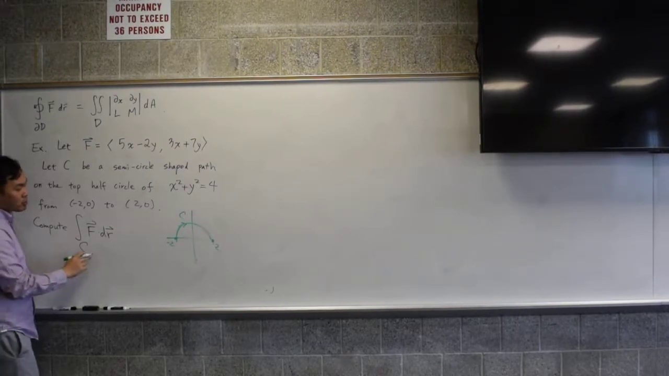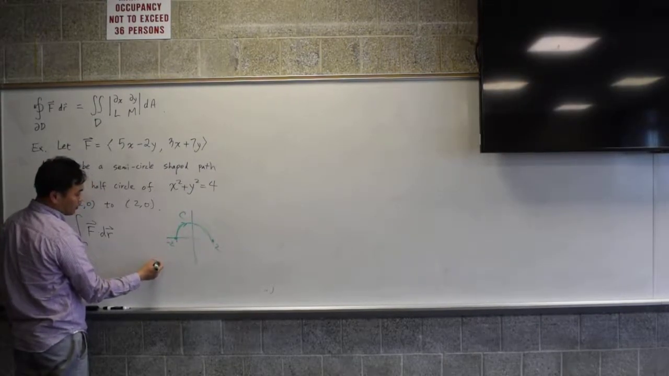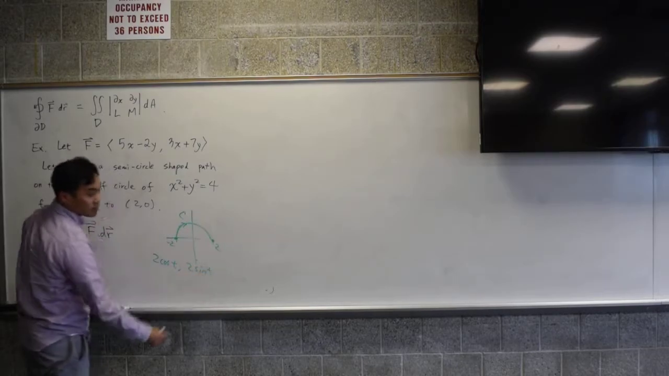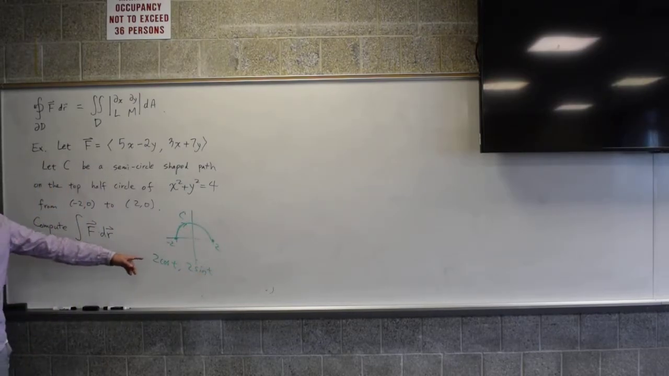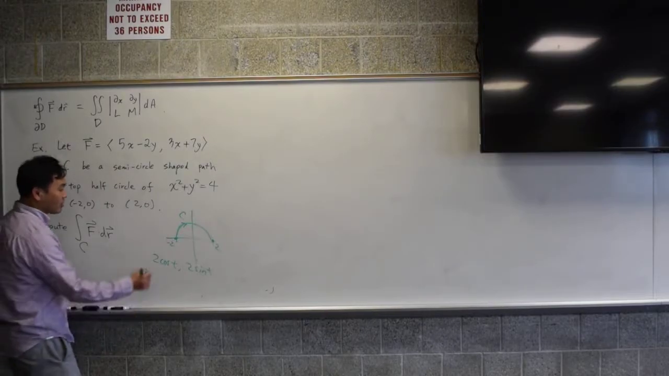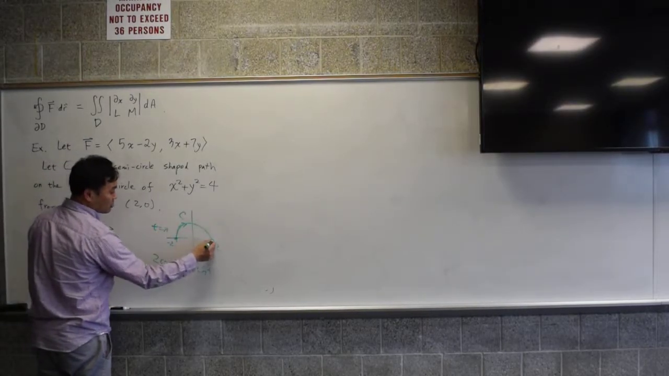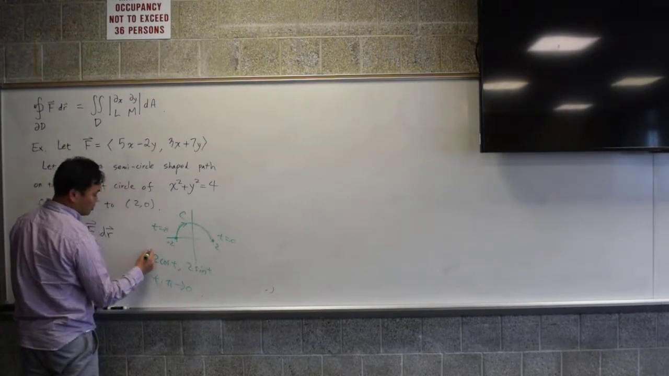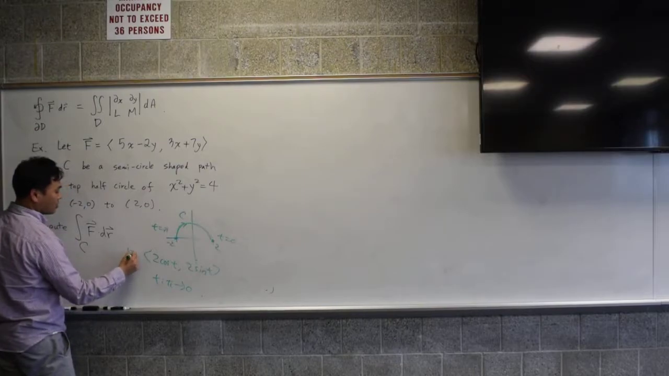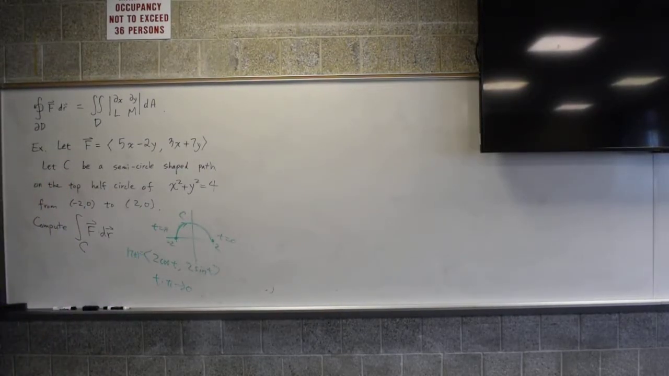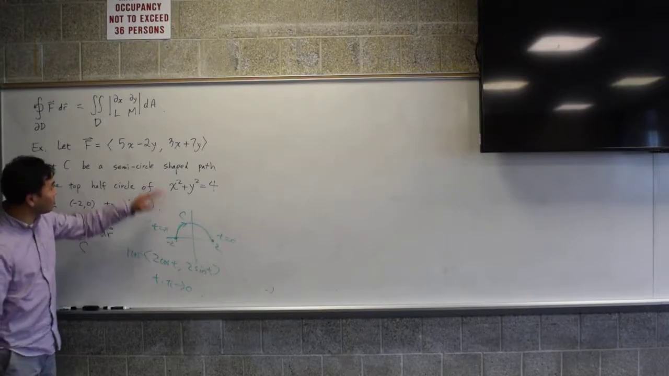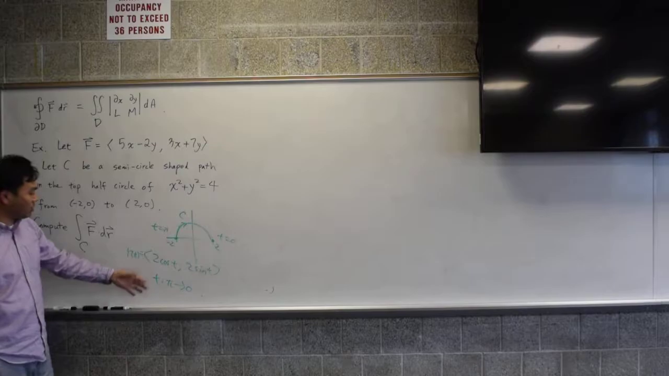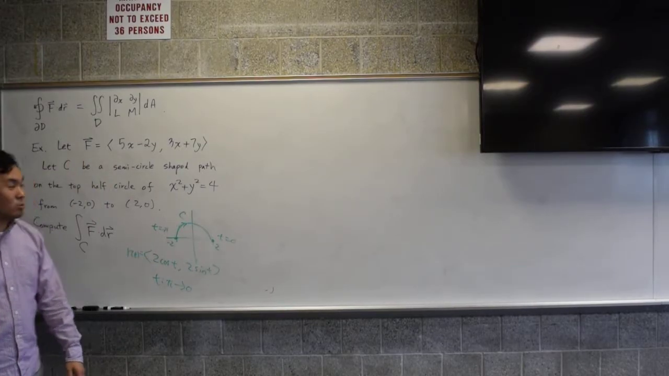I mean, you can parameterize this circle by what? You can do 2 cosine t, 2 sine t, right? That's how you parameterize a circle. And this is when t is pi, and this is when t is 0, so t should go from pi to 0, with this being your r(t). Then you have to plug these into each of the x and y. You have to differentiate, take the dot product, and integrate from pi to 0. And you do this calculation.